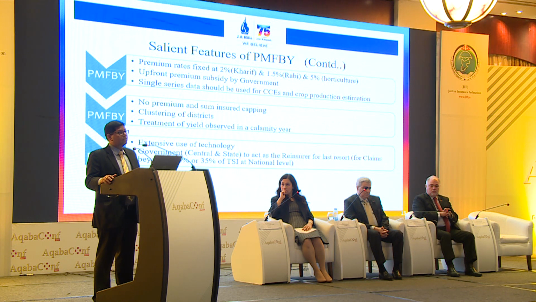So single series data means the same data can be utilized for the claims estimation and the payment of the claims. So the farmer cannot complain that I have grown this much crop and I am getting less payment. Whatever data the government is collecting from its agencies for the production data, the same data will be used for the claims estimation. So there will be no ambiguity for the farmers.